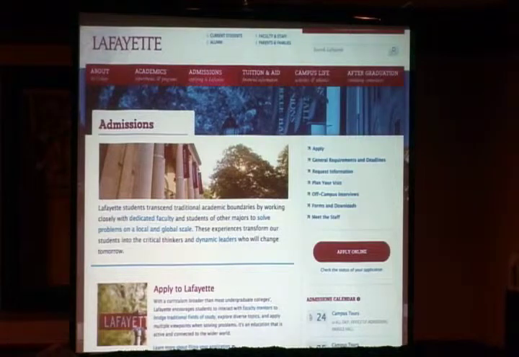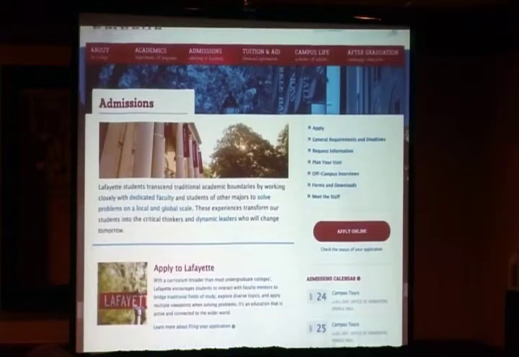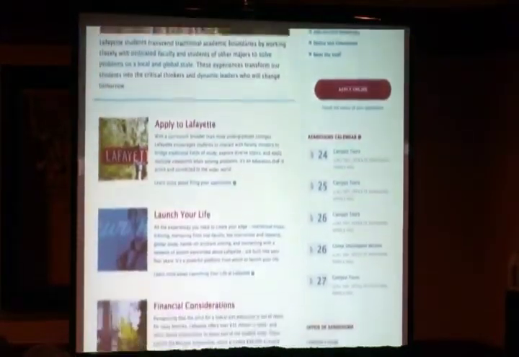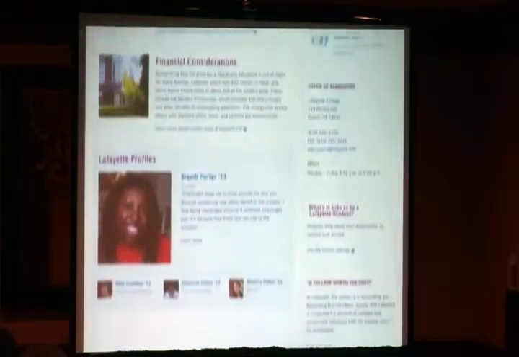I know I'm in love with Lafayette, but the site does a great job, again, from a content perspective, even about the application process. They have an admissions calendar on the side, how to apply, planning your visit, all the things that you would need to know about applying, about showing up on campus, about getting orientation, all that sort of stuff. Something like Launch Your Life, well, I could do without. Financial considerations, and then even profiles of people who've gone there, who've applied there, what they've gotten out of it. So that takes that Furman example a big step further.